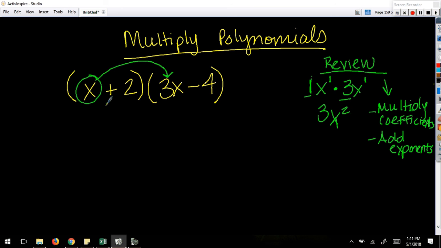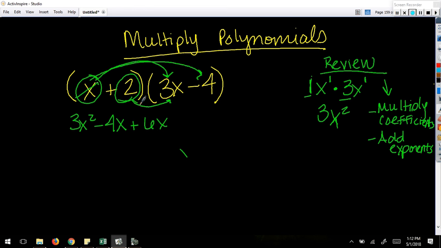Now, as I work through this, again, that's 3x squared. This is then going to distribute here, and watch these signs. So then I have minus 4x. Now again, I'm done with this one, so I'm going to mark it out and move on to the next term. Circle it, this is a 2, and I'm going to distribute it to everything in the second parentheses again. 2 times 3x is 6x, and 2 times negative 4 is negative 8.